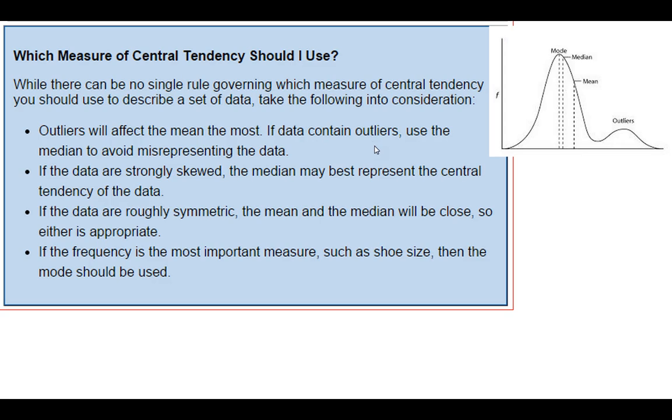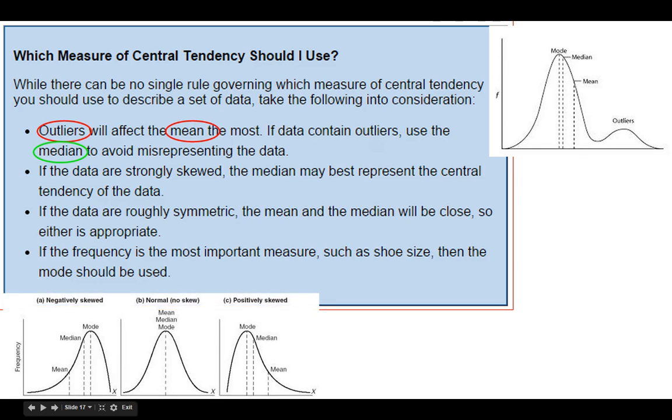What those outliers do is they end up affecting the mean. They pull the mean up or down, depending on your data set. So if the data contains outliers, chances are you are better off using the median rather than the mean to represent the data. So let's put the circles around there. Outliers will affect the mean the most, thus we use the median.